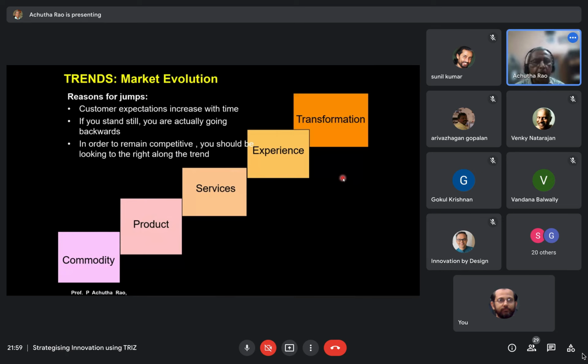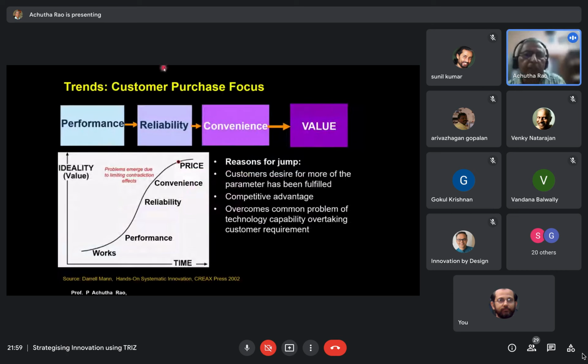Okay, so now I'm just showing you a piece on market evolutions. From commodity selling to product selling to service selling, experience economy, transformation economy. That's predicted. We will have whole new systems, okay? So, purchase behaviors.